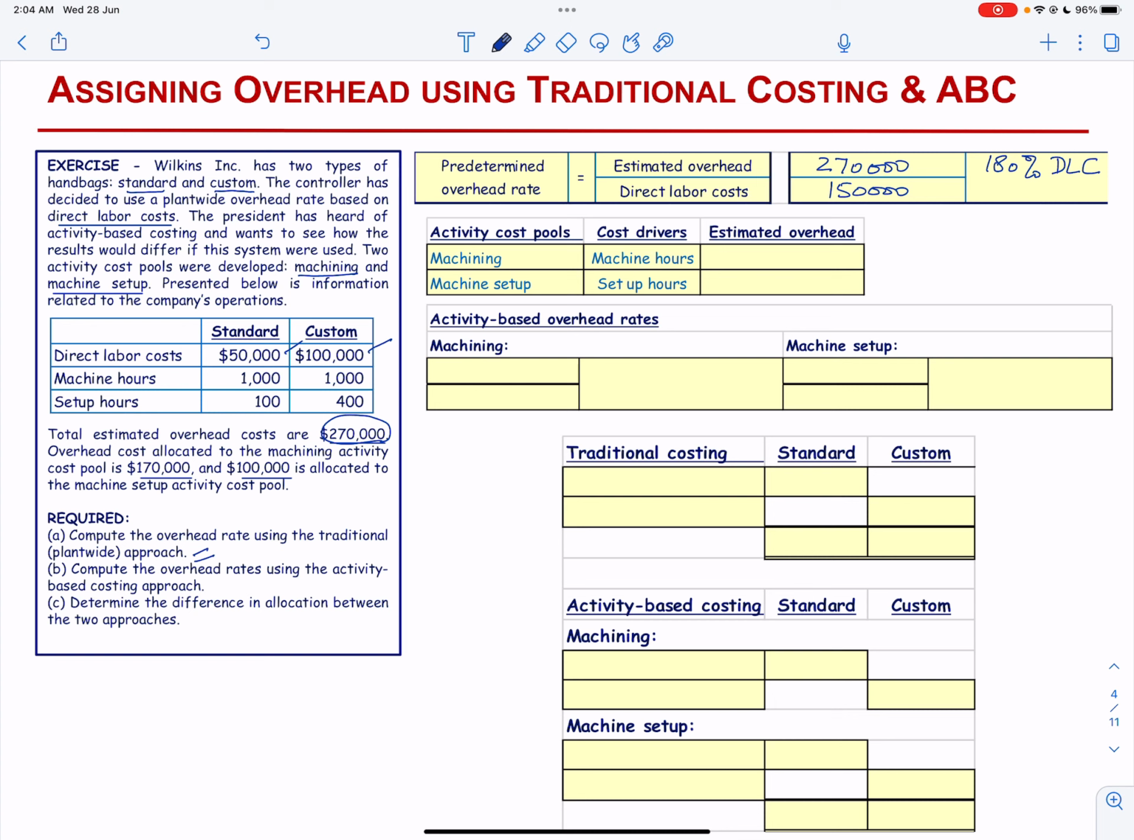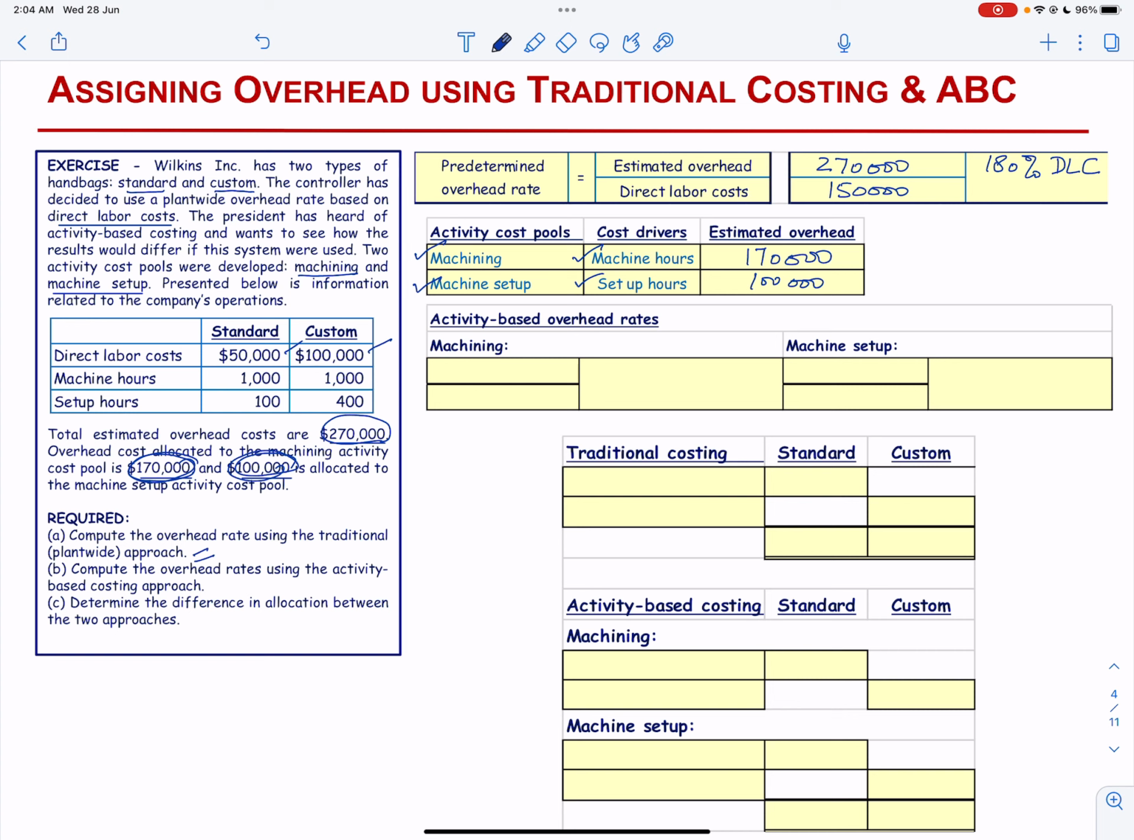Next, we are going to determine the estimated overhead, and for machining, we have the cost driver machine hours. For machine setup, we have the cost driver as setup hours, and the estimated overhead that has been allocated is 170,000, and for the machine setup, it is 100,000. So obviously this equals 270,000.